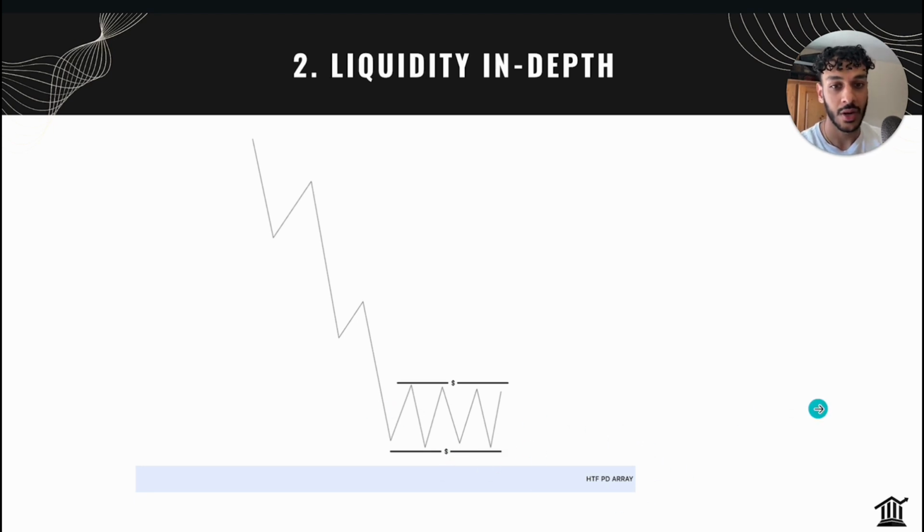Then around the higher time frame PD array, price ended up consolidating, building liquidity above and below the market. Now, what does that actually mean? Well, that means that support and resistance traders are entering or leaving their limits above and below market price. So they'd have, for example, a sell stop beneath these lows, and buy stops above these highs.